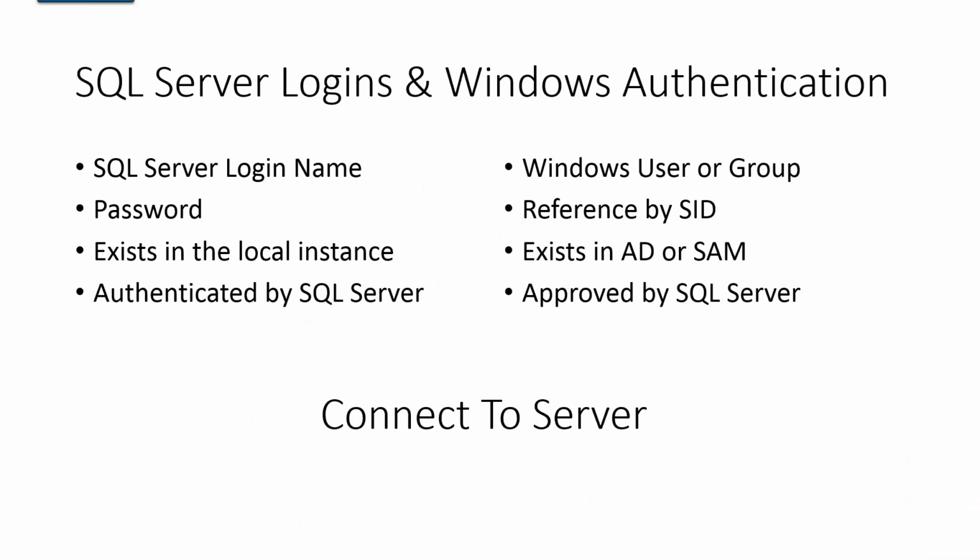The other way to authenticate is by using Windows authentication. By this means you are a Windows user that belongs to a group or is an individual security principal. You are referenced in the SQL Server as a login based on your SID. Your account exists in Active Directory or in the local Security Accounts Management database. And SQL Server uses your identity to approve your access to connect to the SQL Server. And this is what it's all about. It's about connecting to the specific server.